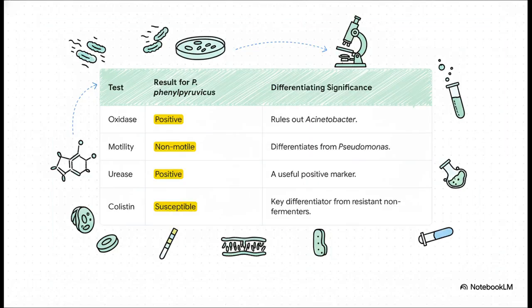Think of this table as your bench-side cheat sheet. A few really simple biochemicals can give you some powerful clues. So, first up, look at the oxidase result. It's positive. Boom! Right away, that helps you rule out the oxidase-negative guys like the Acinetobacter complex.